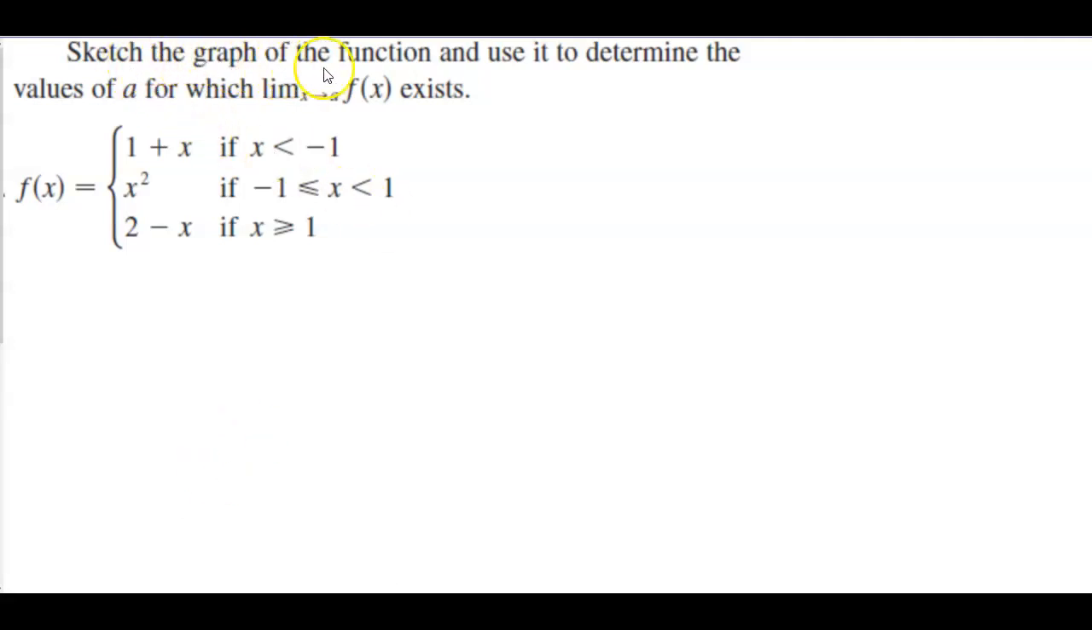Here we want to sketch the graph of the function and use it to determine the values of a for which the limit as x approaches a of the function exists. So here we have a piecewise function. F of x is equal to 1 plus x if x is less than -1, x squared if x is in between -1 and 1 but including -1, and 2 minus x if x is greater than or equal to 1. Okay, so let's go ahead and sketch that graph.